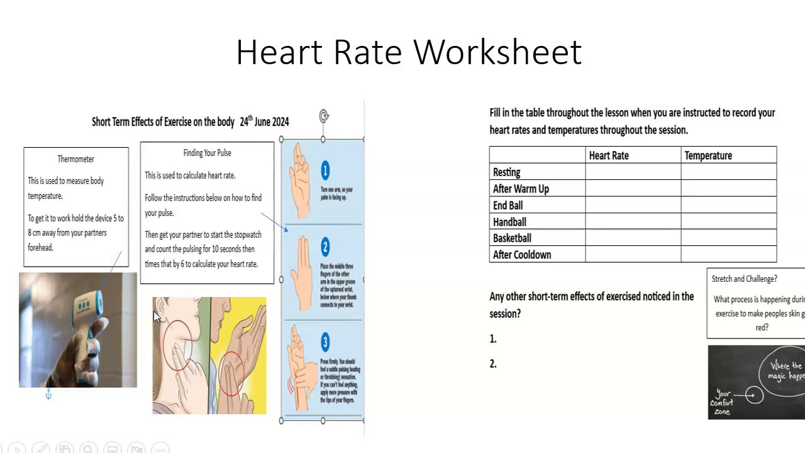On this slide can be seen the worksheet that students can use throughout the lesson to help themselves find their pulse and how to use the temperature gun. Then at the bottom can be seen where to record all the different temperatures and heart rates so they can see for themselves the increase or decreases from exercise.